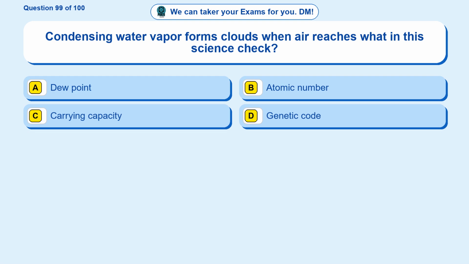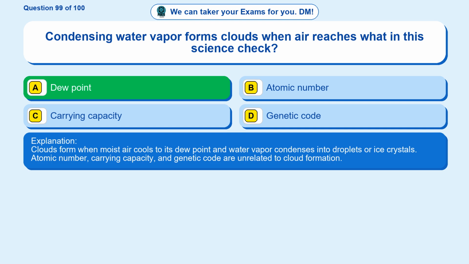Question 99. Condensing water vapor forms clouds when air reaches what in the science check? Option A, dew point. Option B, atomic number. Option C, carrying capacity. Option D, genetic code. The correct answer is option A. Dew point. Clouds form when moist air cools to its dew point and water vapor condenses into droplets or ice crystals. Atomic number, carrying capacity, and genetic code are unrelated to cloud formation.